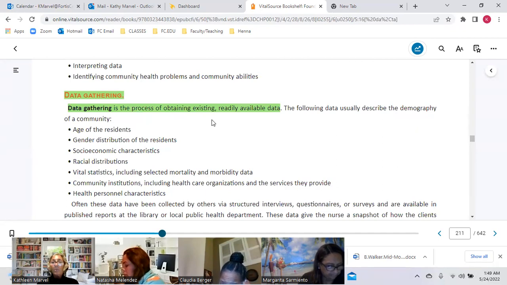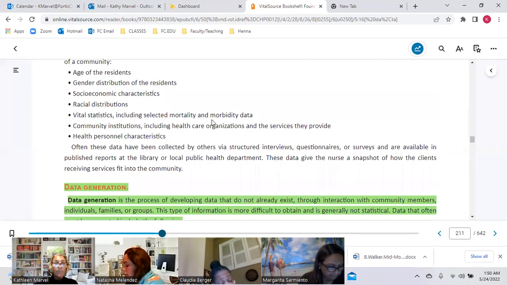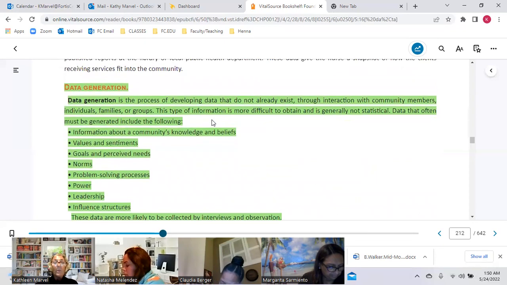Right? And that's usually maybe the demographics. So you can go to those sites or those areas that were in the above boxes of where to potentially go and get the information. Right? The age of the residents, the gender, the socioeconomic characteristics. You can go and gather that information up from sources. Where data generation is, we don't have the data readily available. Okay, so we're going to have to get it through community interactions, talking with people, talking with individuals, families, groups.